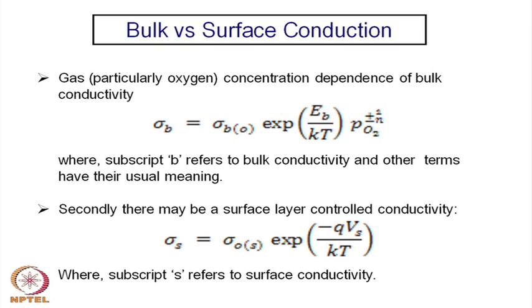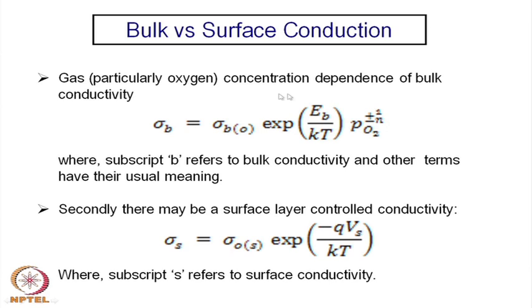If it is an oxygen deficient oxide, then it is an n-type semiconductor, and the conductivity increases with decreasing PO2. So, the minus sign applies for an oxygen deficient oxide, whereas the plus sign applies for an oxygen excess oxide or metal deficient oxide. So, depending on the nature, and as we have discussed earlier, this is an inherent property of the semiconducting oxide; either it may be oxygen deficient or oxygen excess. So, depending on that, either the minus sign or the plus sign will be applicable.